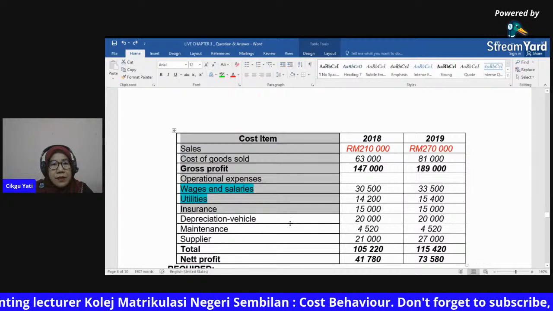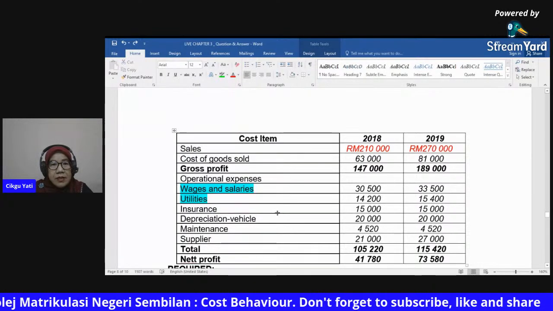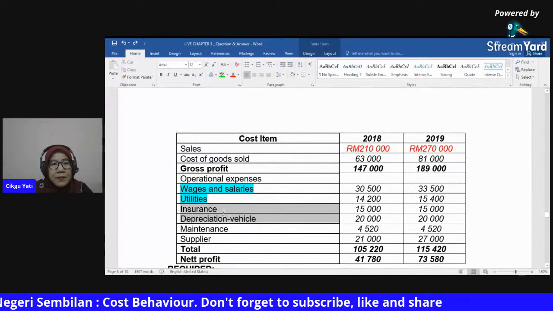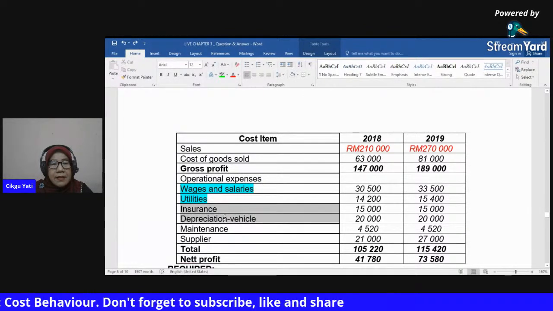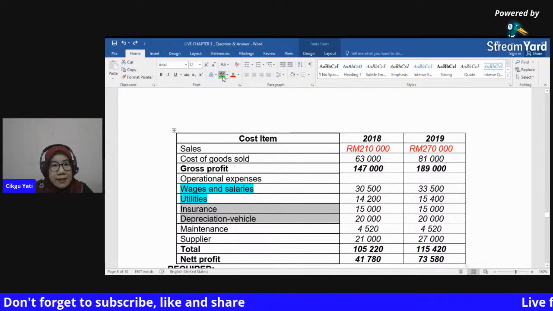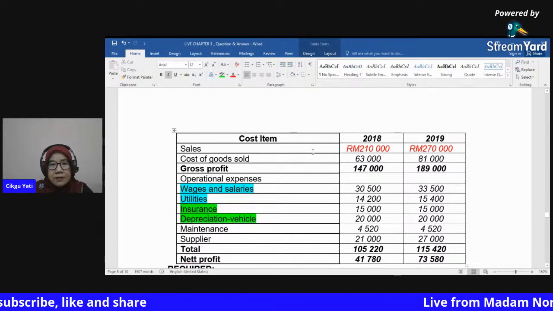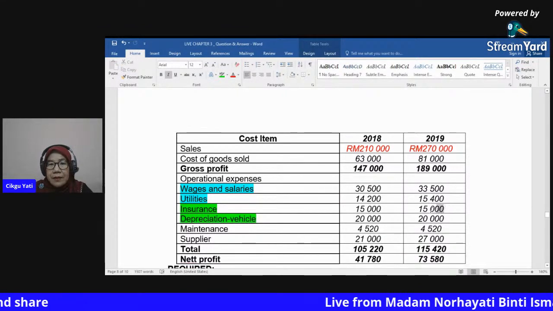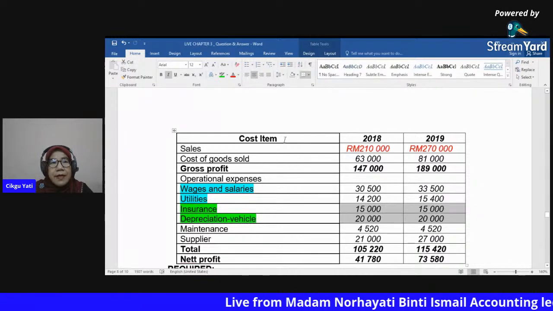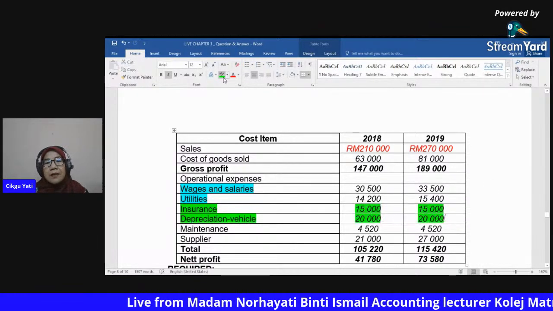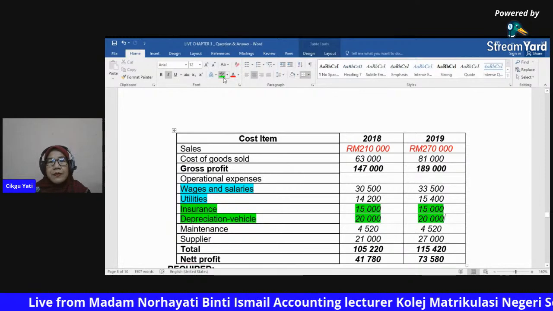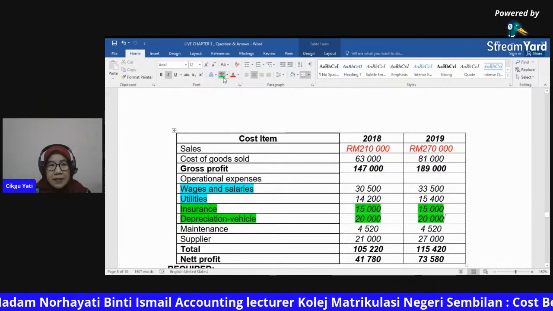Okay, I just want to take the insurance, because this insurance is classified as fixed cost. You can see the amount. Why? Because the amount remains constant when the level of sales in units increases.